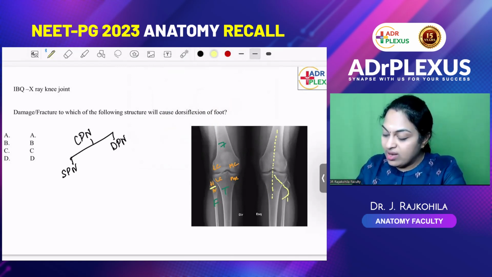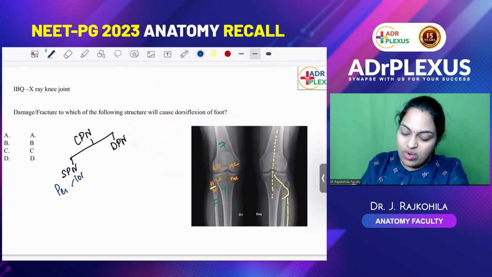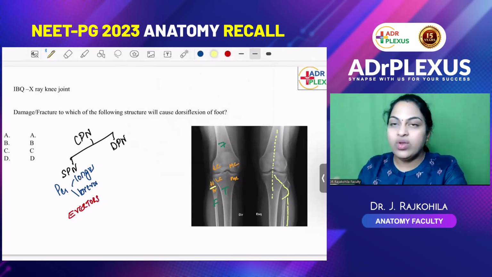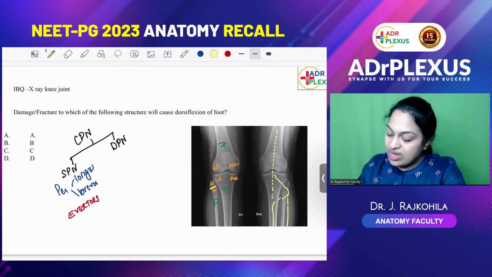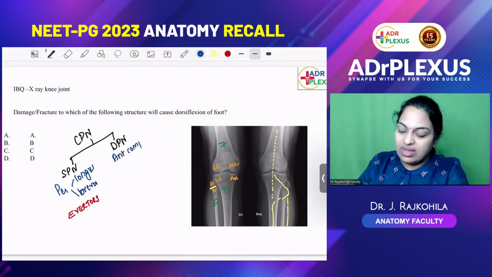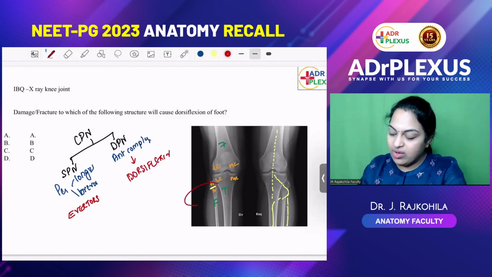The superficial peroneal nerve continues into the lateral compartment of the leg to supply what muscles? In the lateral compartment of the leg, we have the peroneus longus and peroneus brevis. And what are they going to do? These are the everters of the foot. Am I right? And what does the deep peroneal nerve do? It continues into the anterior compartment of the leg. In the anterior compartment, these muscles are going to cause dorsiflexion. Yes. So the answer here will be the nerve winding around the neck of the fibula.